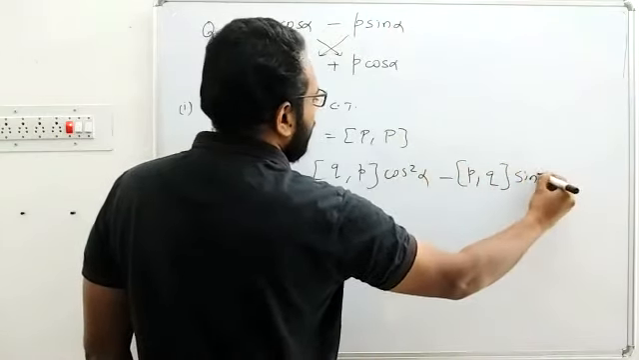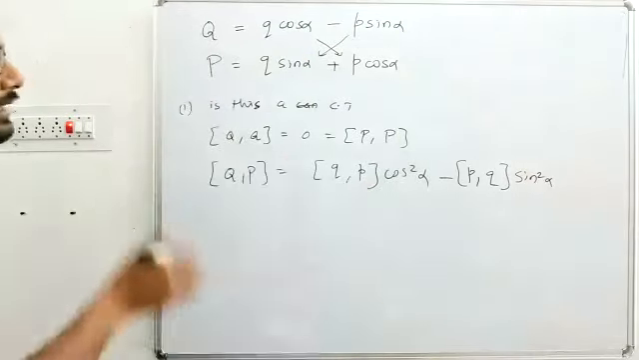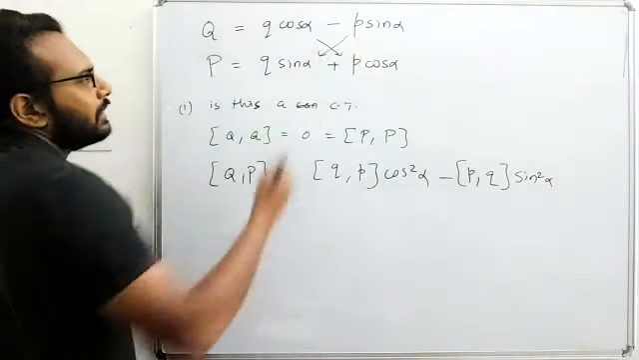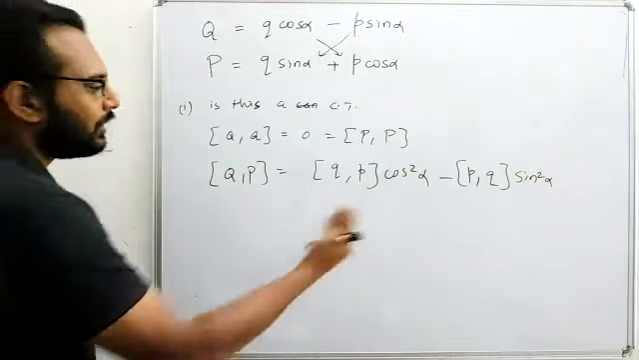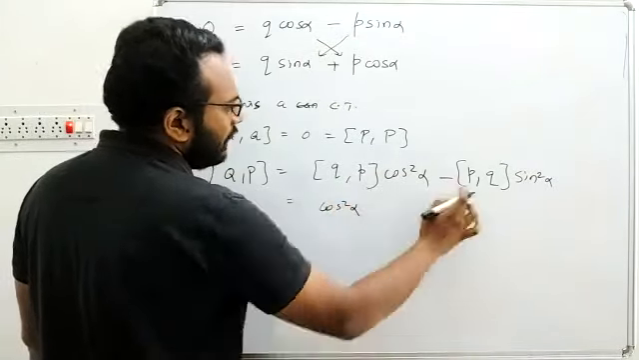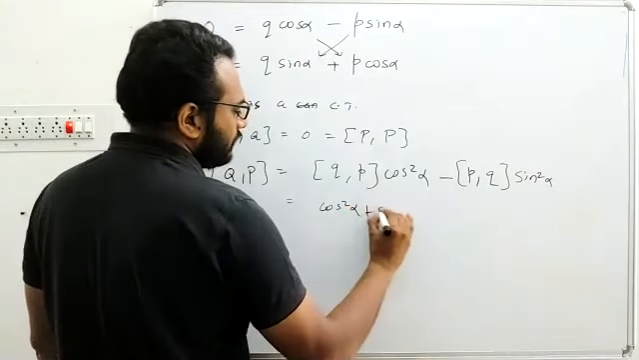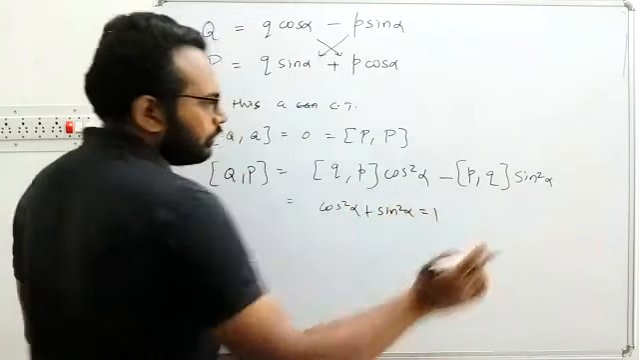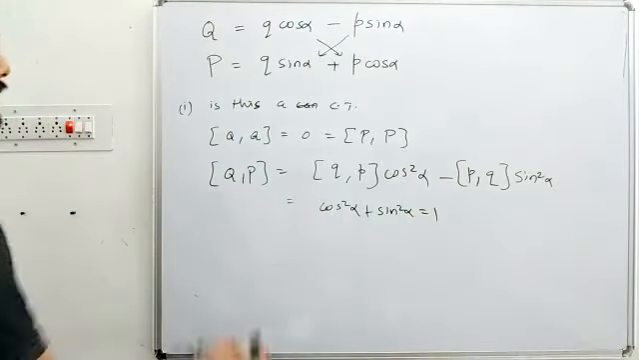These are the only non-zero terms in the whole Poisson bracket. You have to take the Poisson brackets of all the terms, but these are the only non-zero terms. So q with p is 1, so this is cos square alpha, and p with q is minus 1, so sine square alpha. This is equal to 1. So we have checked that this is a canonical transformation.